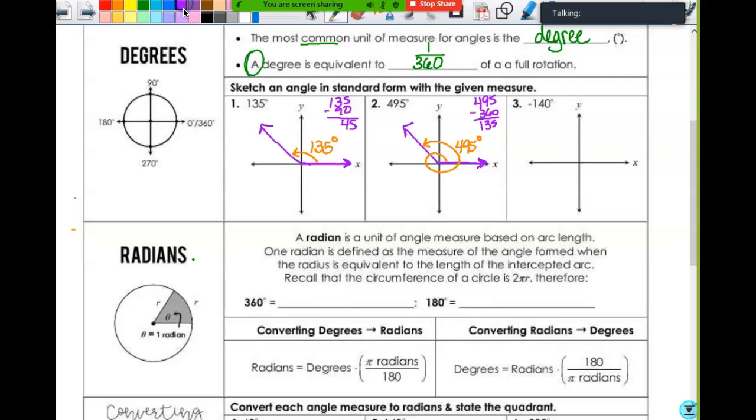All right. So then I have a negative 140. Again, I start right here. This angle is negative, so I'm going to rotate clockwise. If I go from here to here, that's a negative 90. And then I have to go how much more? Negative 50, right? So that's just a little bit past halfway. And then I have to make sure that I label so I know that I didn't go this way for a positive angle. I went this way. And that's my negative 140 degree angle.